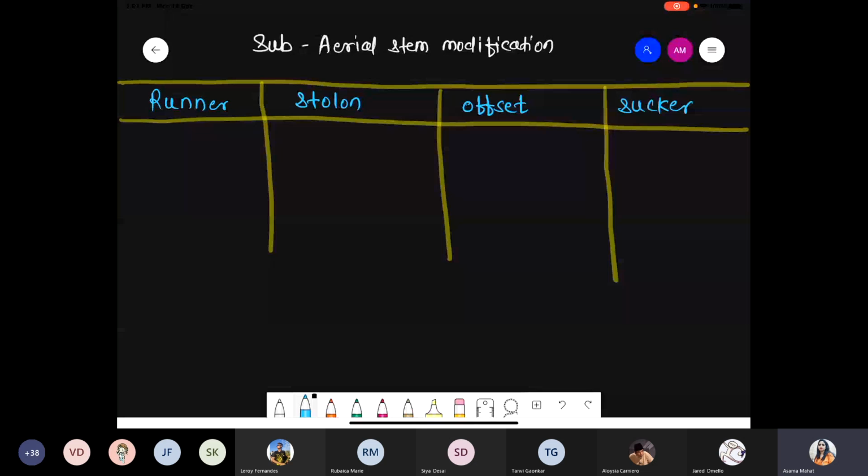Here we are talking about subaerial stem modification. Again, these are the 4 types: runner, stolen, offset, and the sucker. Please don't get confused, because this part, as it is, we'll see in 12th standard, first chapter, that is reproduction in plants. So whatever part is there, this entire part is similar.